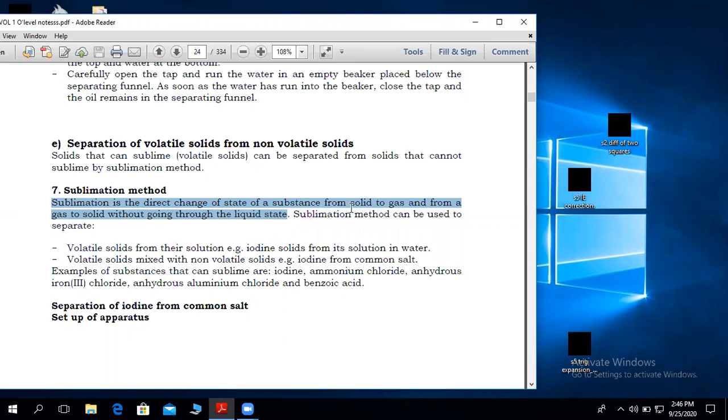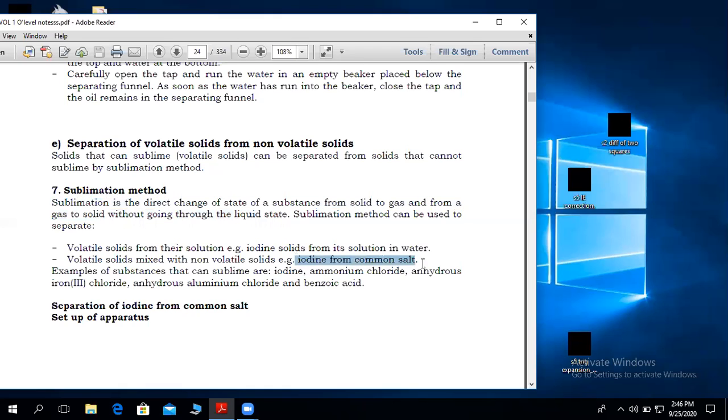Sublimation method can be used to separate volatile solids. We have said volatile solids, those are solids that can easily sublime. And examples, we have iodine solids from its solution of water. Volatile solids mixed with non-volatile solids, e.g. iodine and common salt.